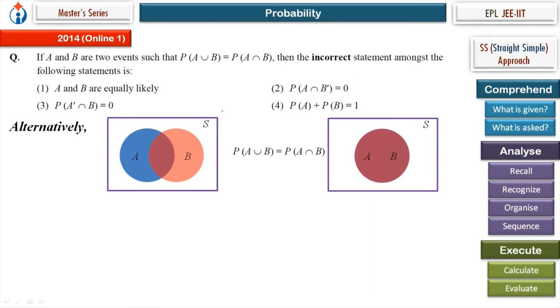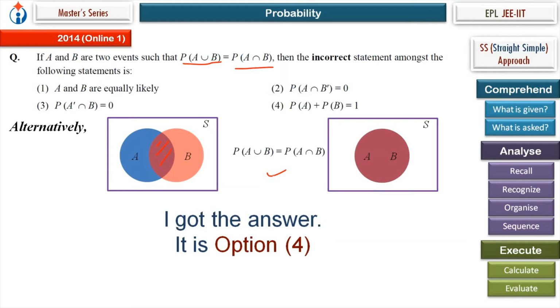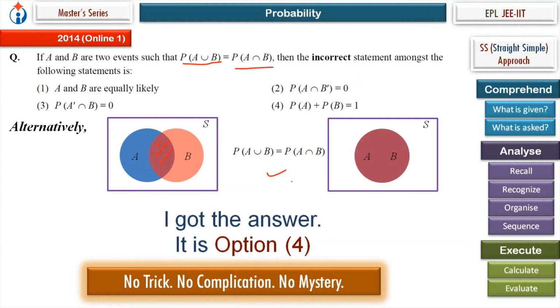I got my answer. Now look at it from the set side. We use the Venn diagram, right? So it is clear that P of A union B is from P of A. All the shaded region other than white is A union B. This equals P of A intersection B, where the double shaded region is A intersection B. Now both sets can be equal, this union and this, only if A and B are the same. Right? Clear? So I got my answer directly from the Venn diagram. It is option 4. No trick, no complication, no mystery. Straight, simple approach.